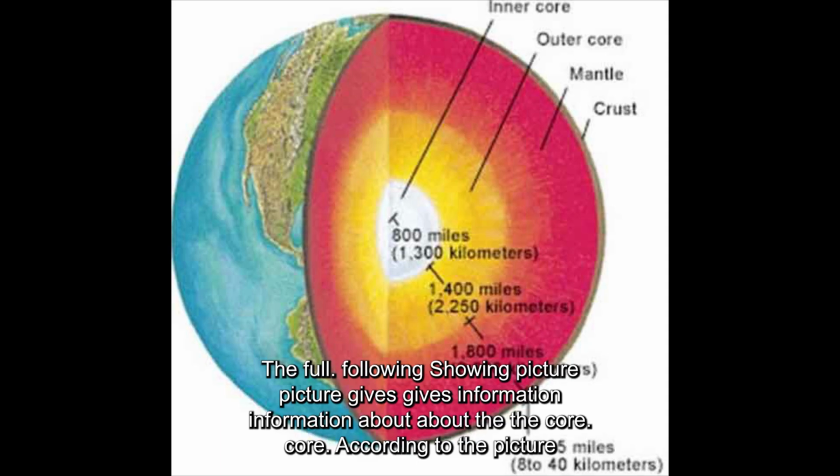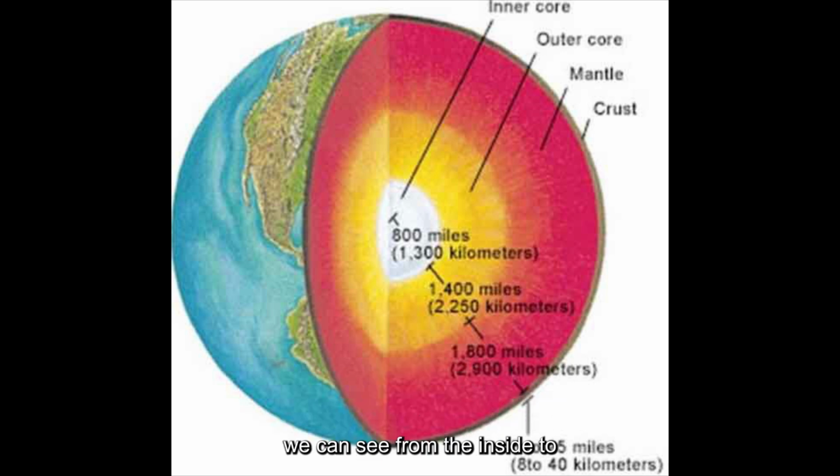The following picture gives information about the core. According to the picture, we can see from the inside to the outside, there is an inner core, which is 800 miles, 1,300 kilometers. Following that, it's the outer core, which is 1,400 miles, 2,250 kilometers. And then it's the mantle, which is 1,800 miles, 2,900 kilometers. The most outside one is the crust, which is 5 to 25 miles, 8 to 40 kilometers. In conclusion, the core has a very complex structure.